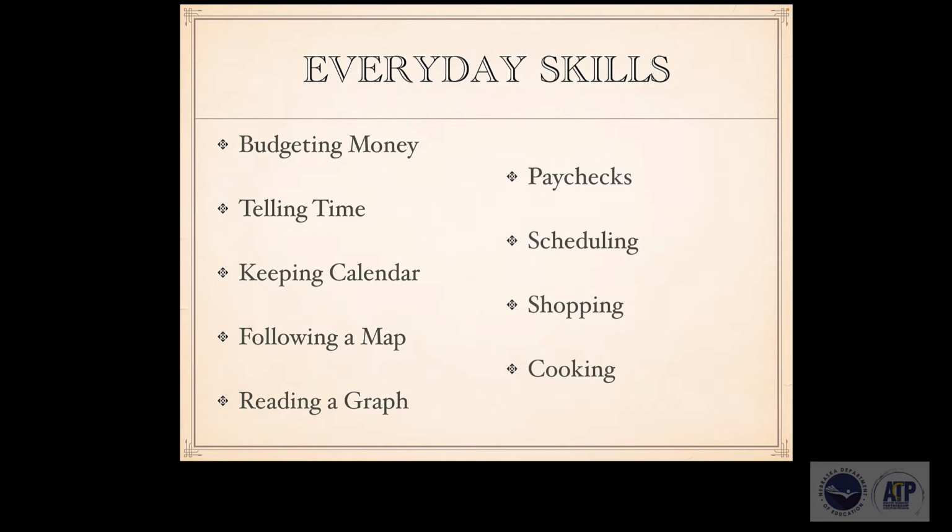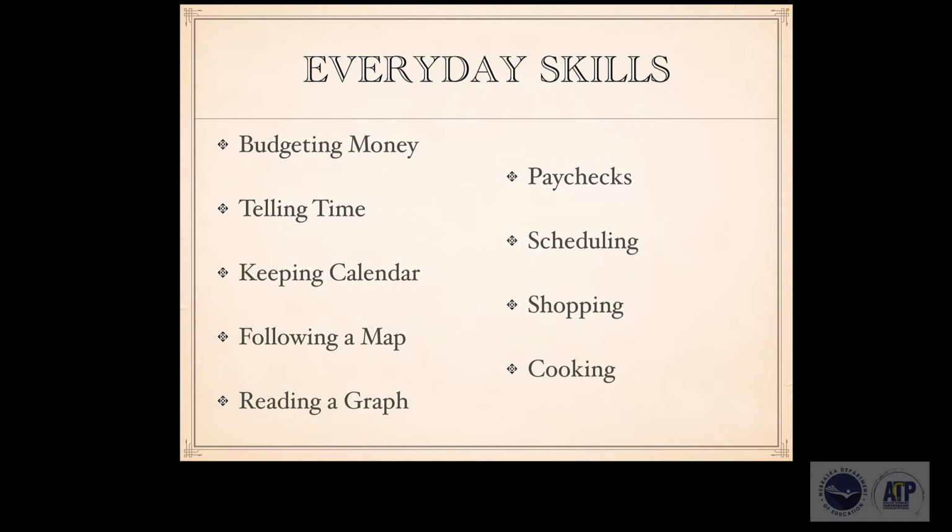The ability to follow a map, or at least to understand a map, reading a graph. If they're getting paychecks, how to manage their paychecks and how to manage their money. They're going to have to keep track of all that. Scheduling. If they're out in the community, they're going to need to know that they need to schedule to get a bus at a specific time. So they need to have those basic math skills so they can tell time. Shopping. Going to the grocery store, knowing if they have enough money, knowing how much stuff costs, knowing how much they need to pay, how much change they should get back, as well as cooking.